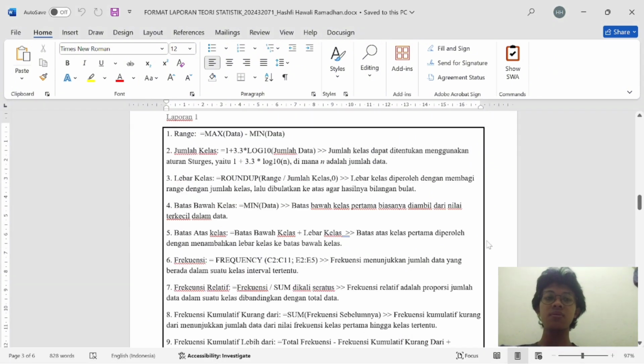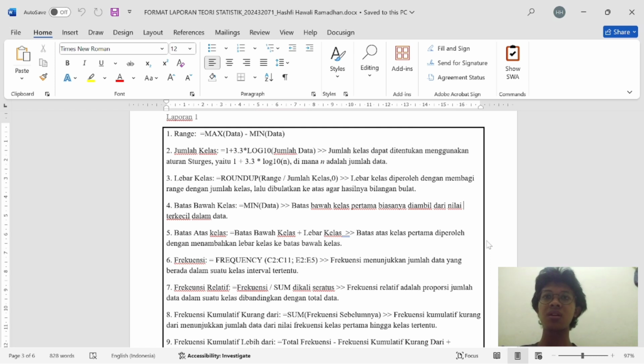We have number one, range. The explanation of range: for example, =MAX(data)-MIN(data). The range is the difference between the highest and lowest values in the data.